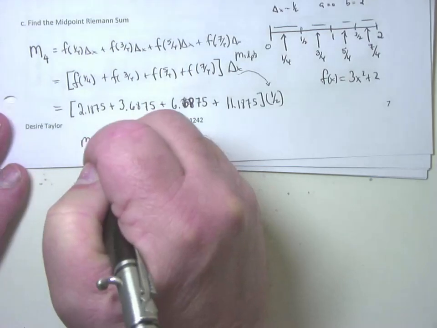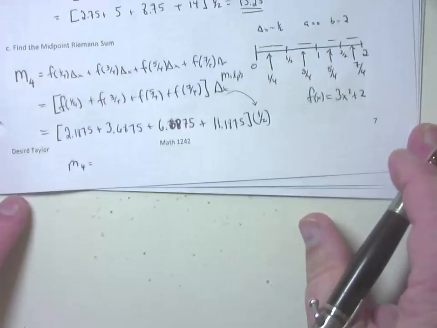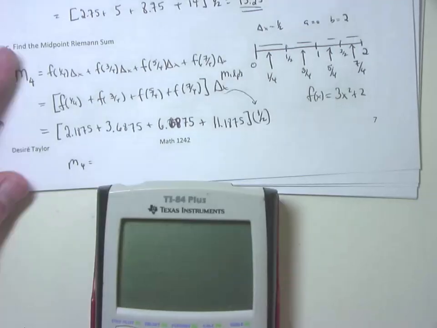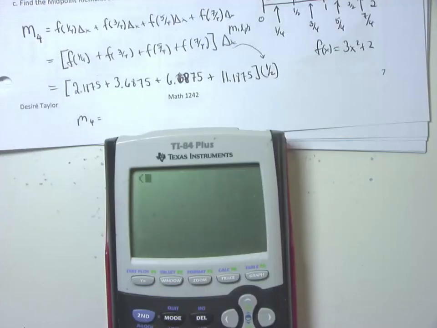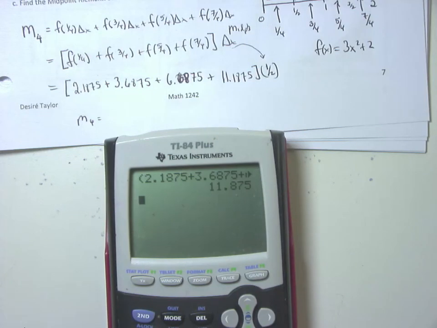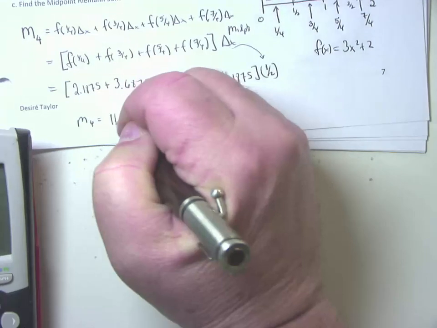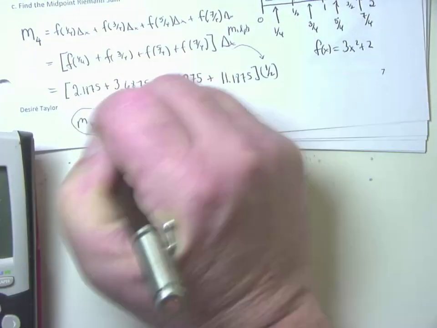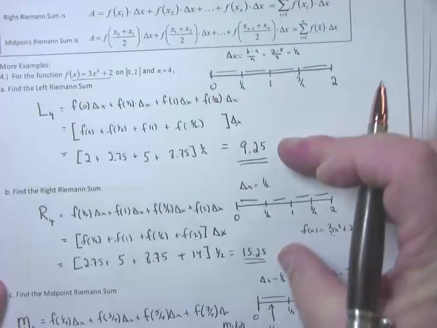So your midpoint Riemann sum for 4 partitions on this particular problem is, again, putting it on my calculator, parentheses, 2.1875 plus 3.6875 plus 6.6875 plus 11.1875, close parentheses, all that times 1/2. And I end up getting 11.875. And you'll notice it will be somewhere between your left and right Riemann sum, between 9.25 and 15.25.